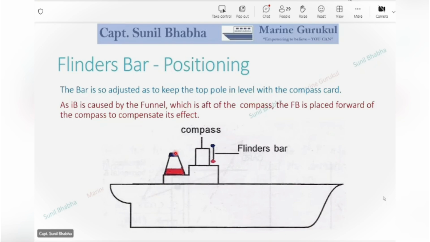Is it clear, beta? Any doubts coming in? Very good, beta. Great. So that completes our coefficient Bravo. Induced B is also completed.